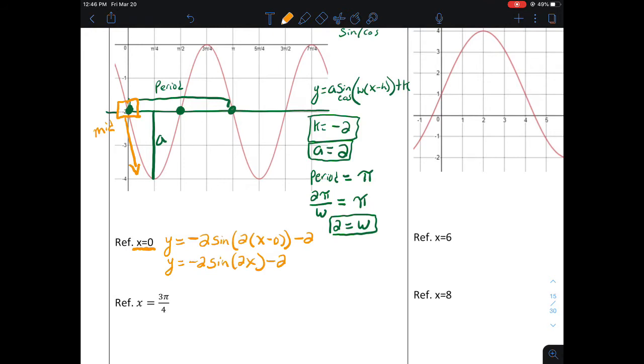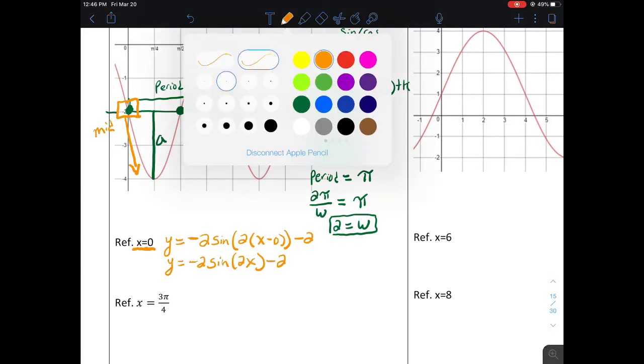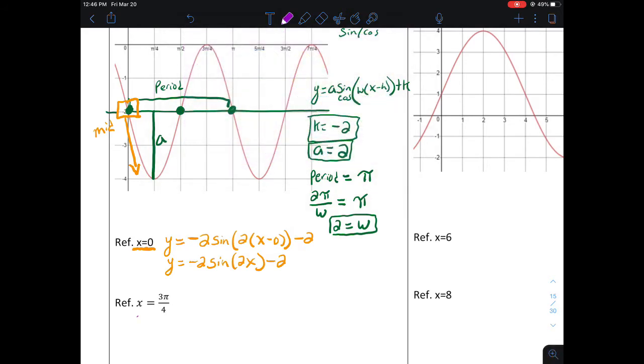Now I want to look at trying to write the equation for the same graph, but basing it upon a different reference x value. So let me switch colors here. And we're looking at the reference x value of 3 pi over 4. And so I go to my graph and I see what kind of critical point is that at 3 pi over 4, and it's a maximum.